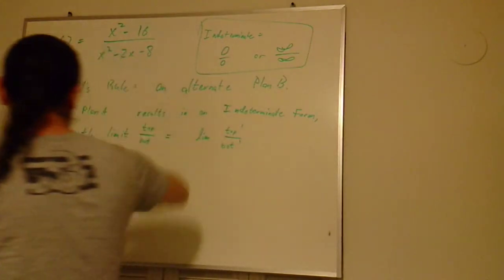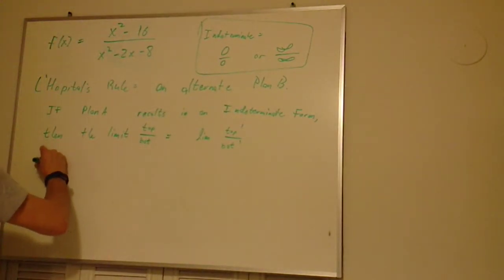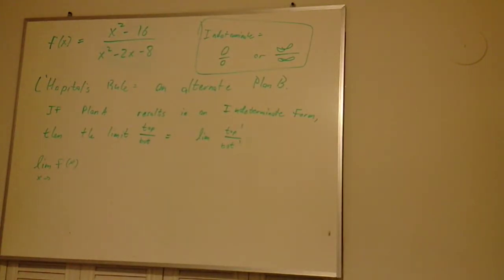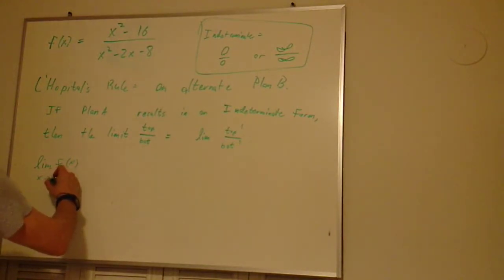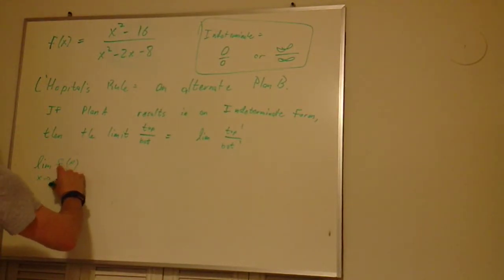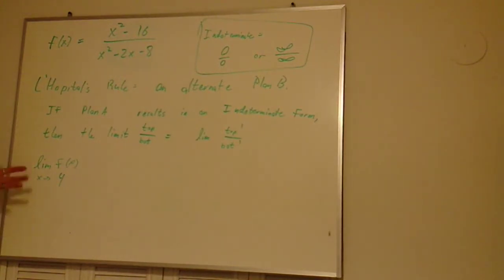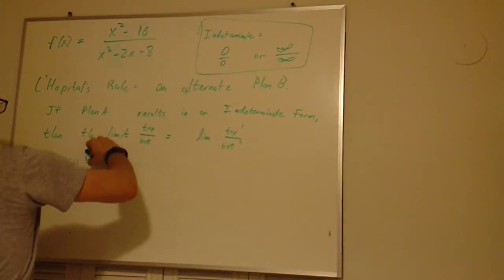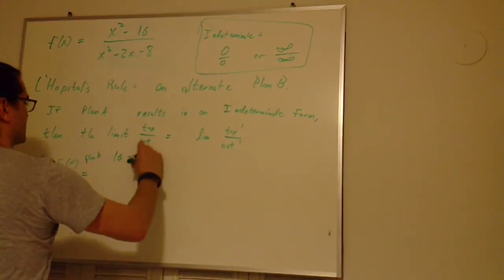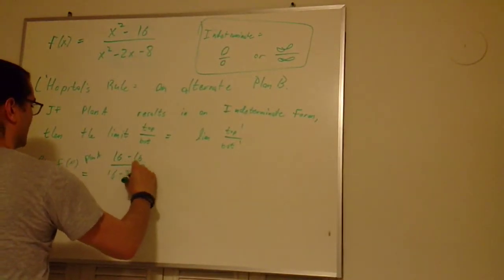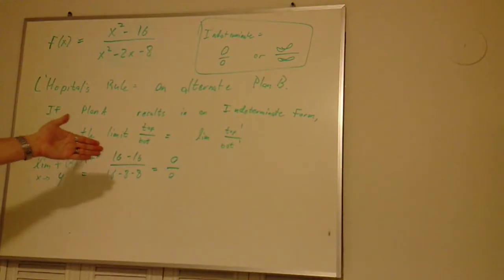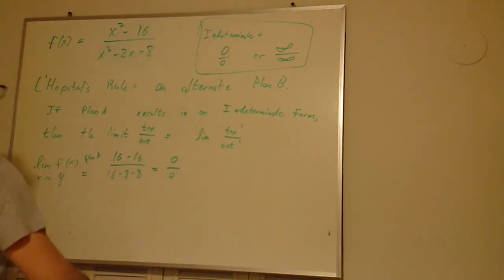So let's revisit the plan B situation that we just had up here. I asked for the limit of f of x as x approaches, what did I say? Positive 4. The limit of f of x as x approaches positive 4. I really should script these things. When we did this, we started with plan A, and that gave us 16 minus 16 divided by 16 minus 8 minus 8, which was 0 over 0. This is indeterminate, so we get to use L'Hopital's rule here.